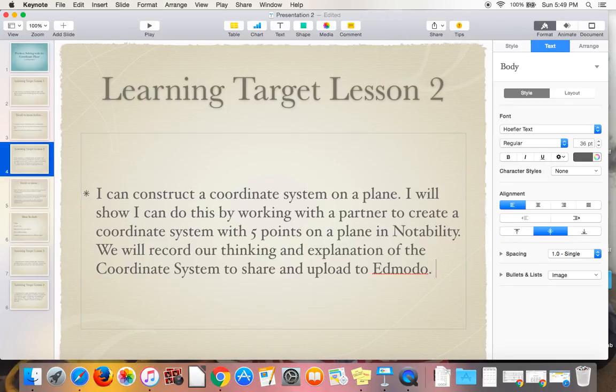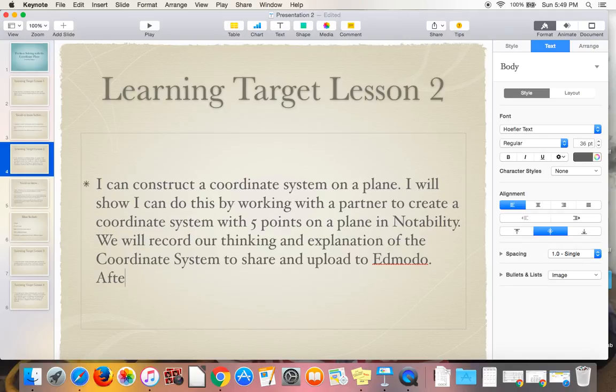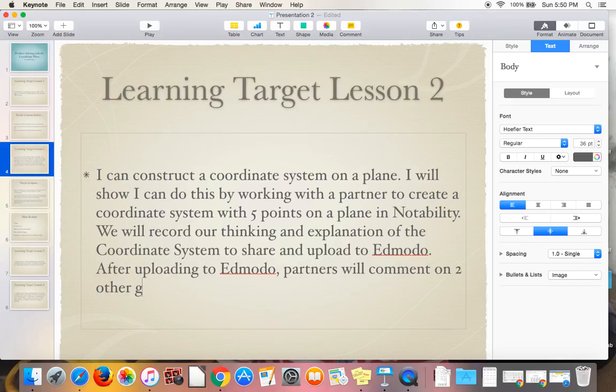And I'm going to add in here then, after uploading to Edmodo, partners will comment on two other groups with feedback on their work. Okay, so that's part of your learning target as well, to then comment on two other groups with feedback about what they did.